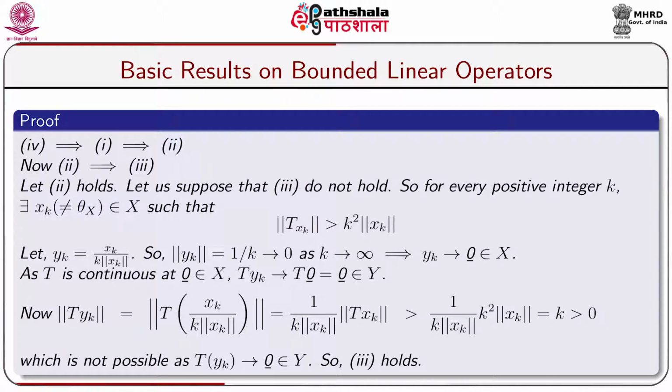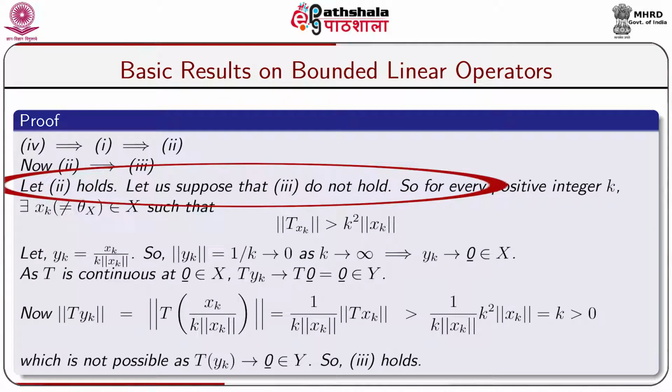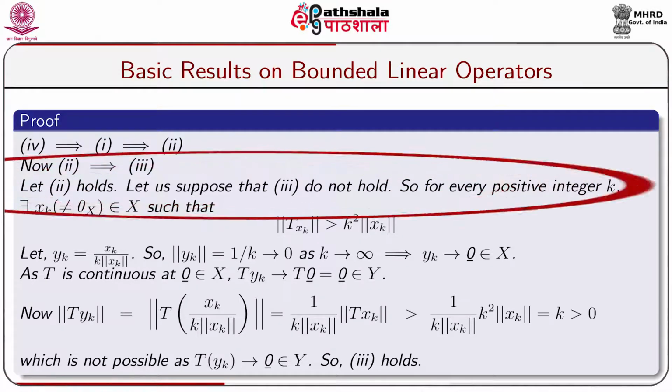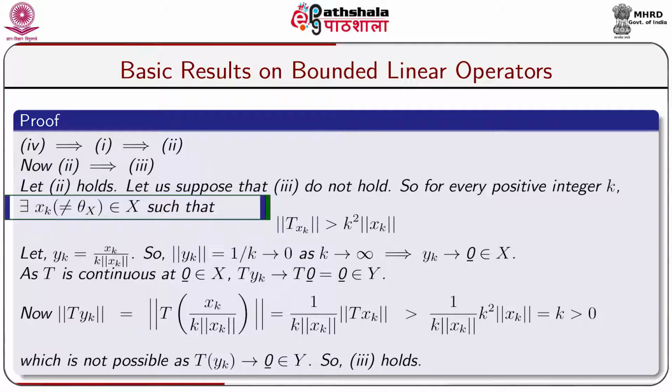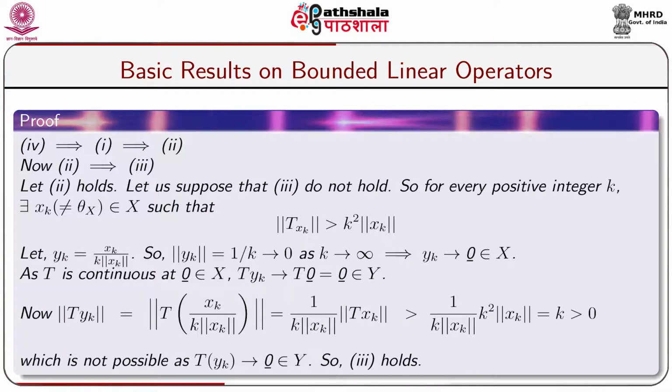4 implies 1 implies 2, which is very trivial. Now, 2 implies 3. Let 2 hold. Let us suppose that 3 does not hold. So, for every positive integer k, there exists x_k which is not equal to the 0 vector of capital X such that norm of T x_k is greater than k square into norm of x_k. Let y_k be equal to x_k divided by k into norm of x_k. So, norm of y_k is equal to 1 by k, which goes to 0 as k tends to infinity. This implies that y_k goes to the 0 vector of capital X.